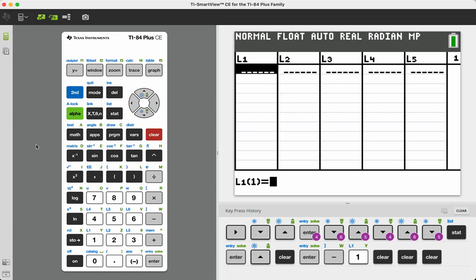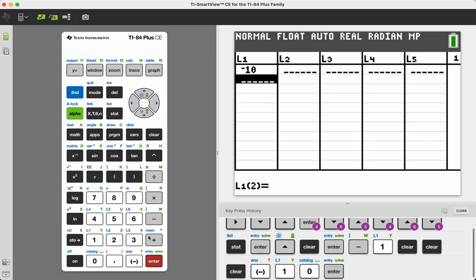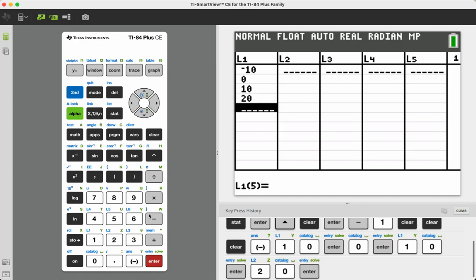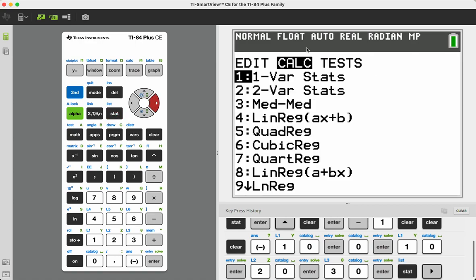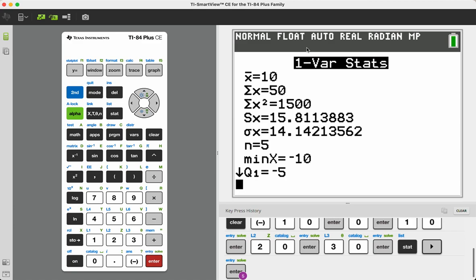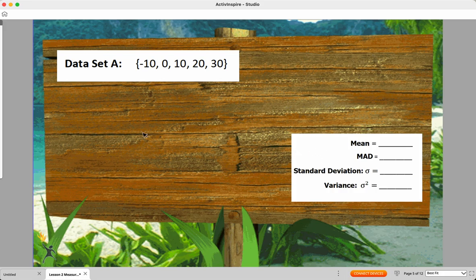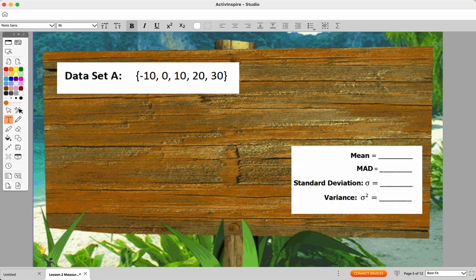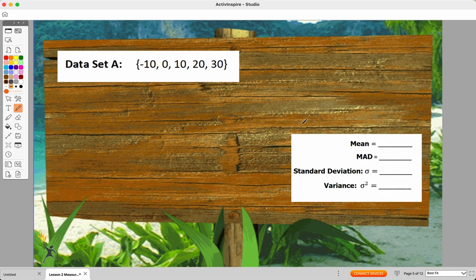-10, and I've got to use my negative sign. -10, 0, 10, 20, and 30. So I've got those 5 pieces in. Remember to go back to STAT. We're going to go over and do 1-Var Stats. Okay, my mean on this one is just an even 10. So first things first, let me get my pen out: my mean is just 10.